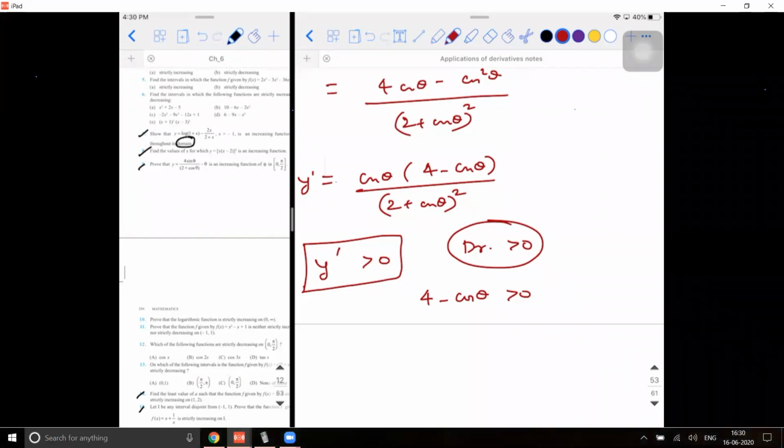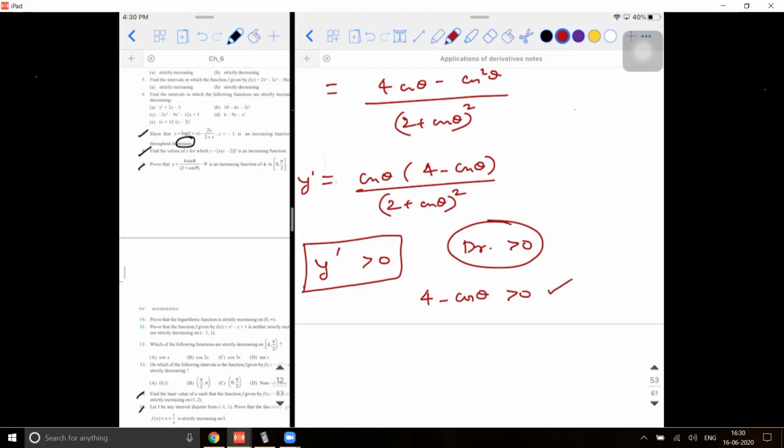What is the maximum value of cos theta that is possible? 1. When you substitute 1, what do you get? So the greatest value that you can get is 5, and the least value you can get is 1. So 1 to 5 is always positive. So this is by default positive. Are you able to understand this?